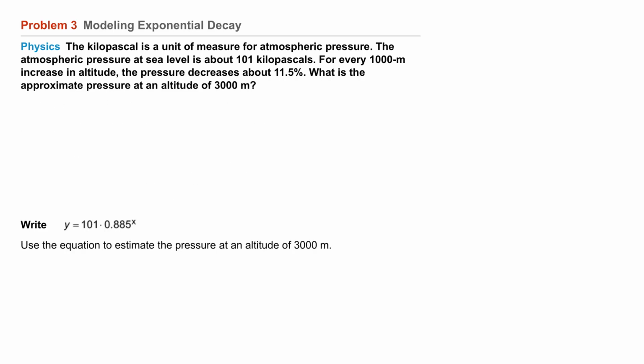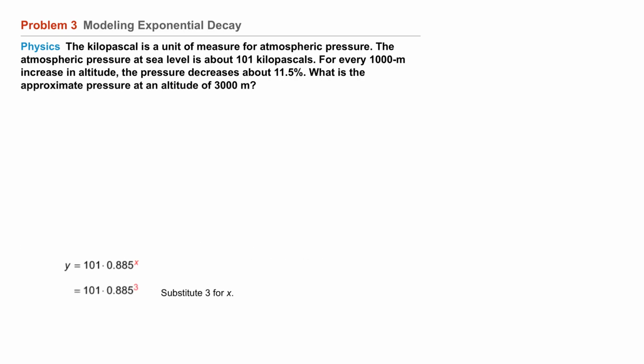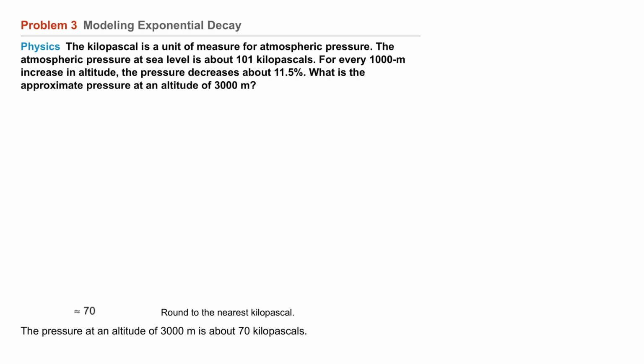Now we're going to use this equation to estimate the pressure at an altitude of 3,000 meters. So we'll substitute 3 for x. Remember, x represents thousands of meters. So y equals 101 times 0.885 to the third power, and that's approximately 70. So we can now state the pressure at an altitude of 3,000 meters is about 70 kilopascals.